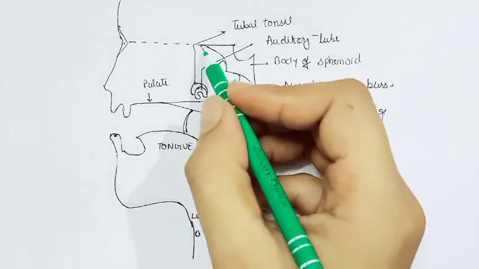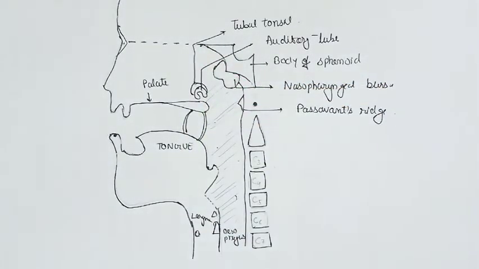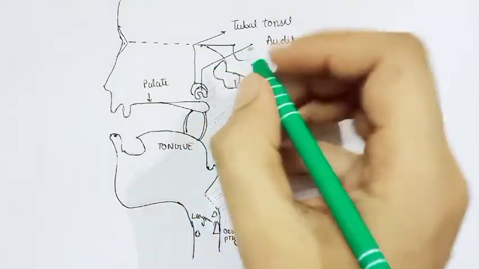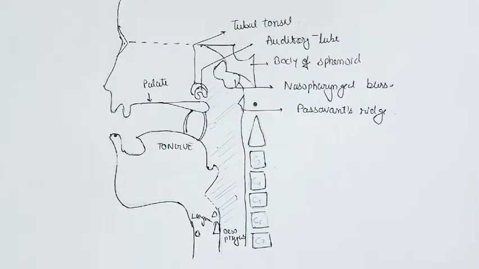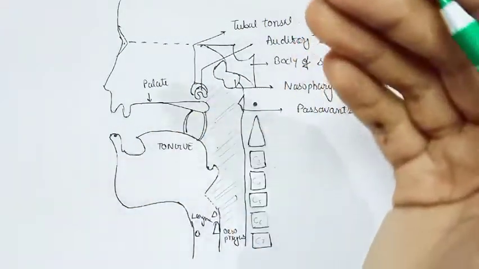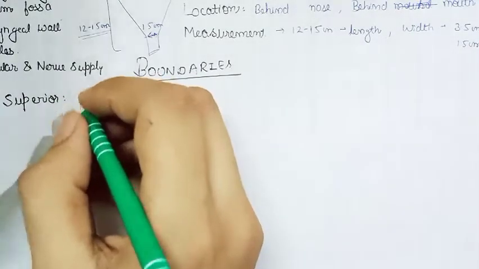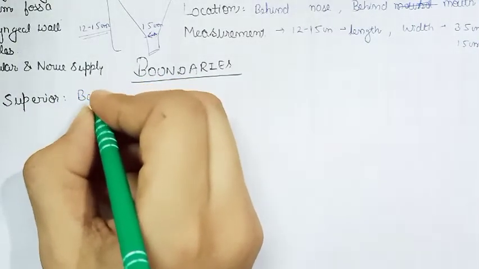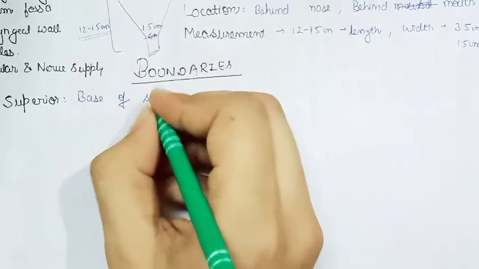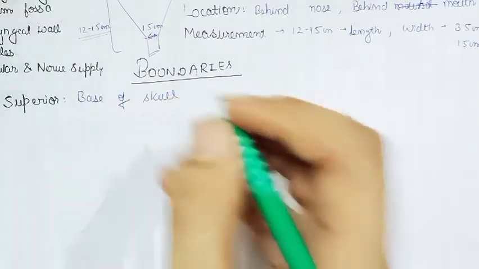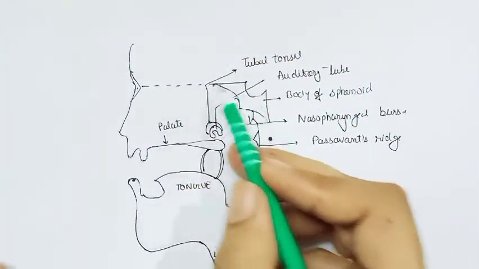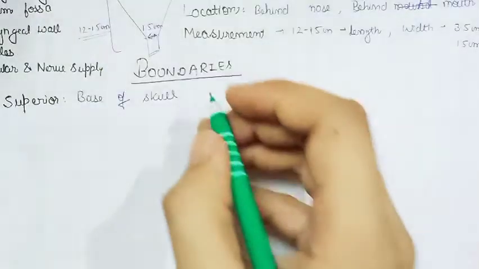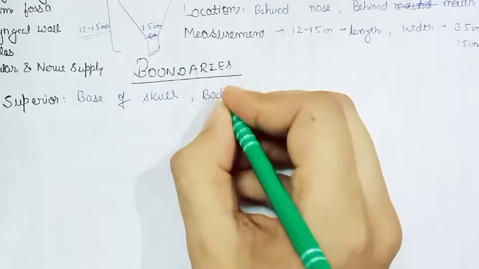See, the superior boundary is constituted by all these structures, which is formed by the body of the sphenoid and the base of the skull. There is one more bone which is called the occipital bone and its base, which is also called the basi-occiput. So in the superior boundary we have the base of the skull. See, because the skull is present like this, so this part is constituted by the base of the skull. Then we have the body of the sphenoid.